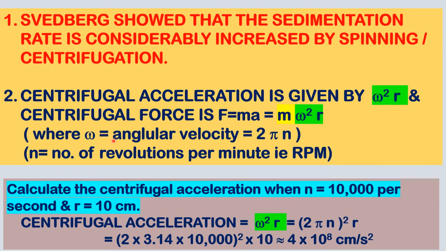What is omega? Omega is nothing but angular velocity. It is equal to 2 pi n, where n is the number of rotations or revolutions per minute or per second, that is RPM. Let us solve a problem on rapid spinning, that is 10,000 revolutions per second and r equal to 10 centimeter. What is the centrifugal acceleration? Omega square r equals 2 pi n whole square r. So 2 into 3.14 into 10,000 whole square into 10. This is approximately 4 into 10 power 8 centimeter per second square. This centrifugal acceleration is 4 lakh times greater than the normal acceleration due to gravity of the earth.